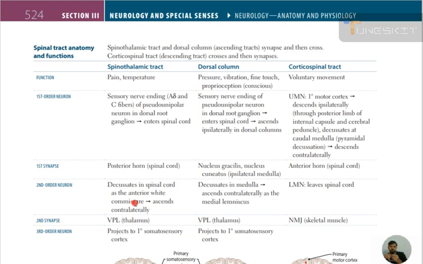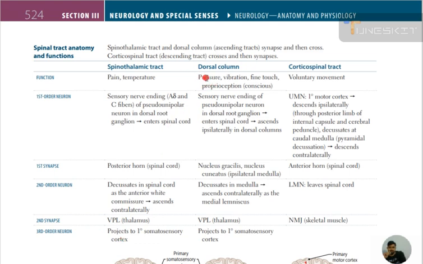Then there will be a second synapse, which is at the level of the ventroposterolateral thalamic nuclei. And the third order neuron projects to the primary somatosensory cortex. These will be sensed here. These pain and temperature sensations at last will reach the third order neuron, which is in the somatosensory cortex. So what are the dorsal columns?